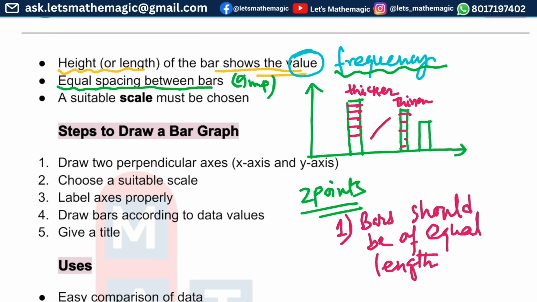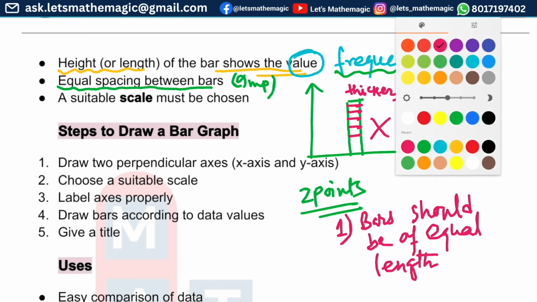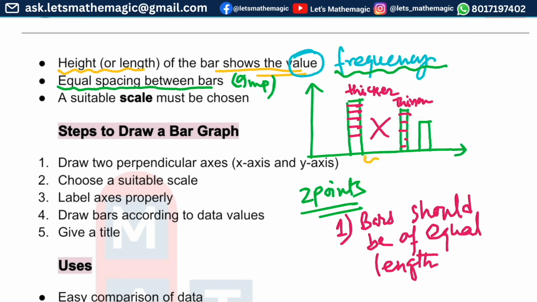So now this won't work, this is a cross. Another mistake that I have made in this bar graph is, so that you can also understand the mistake that you usually make, that you see the gap here, you see the gap here. That is the second point, that is equal spacing between the bars. So in this case also this is coming as a wrong picture.